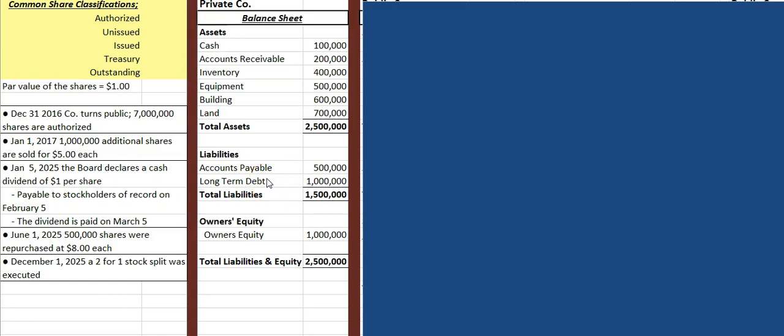So they solicit to turn public with the state, and the state gives them authorization for a certain amount of shares. Let's just use the term: the state gives them authorization for 7 million shares. So 7 million shares have been authorized as of December 31, 2016. The company becomes public with 7 million shares authorized. And let me go ahead and move this to the side.